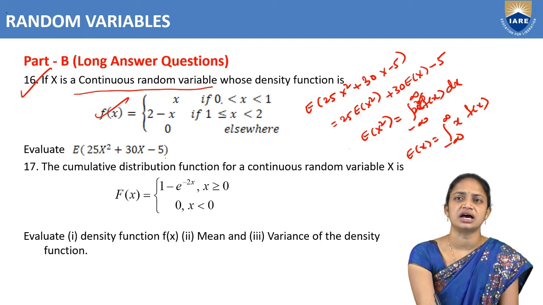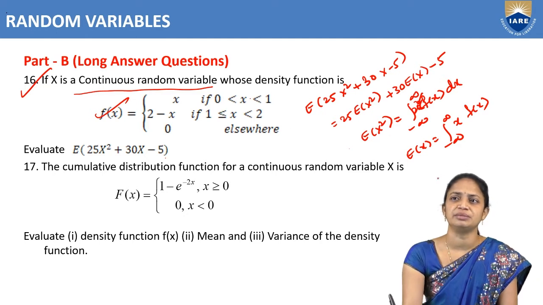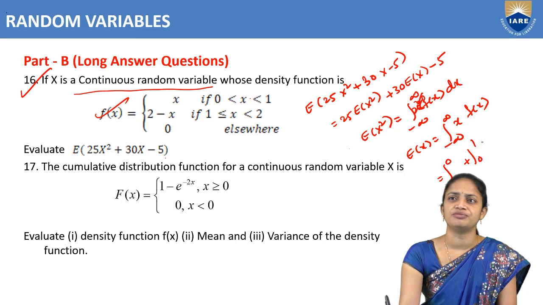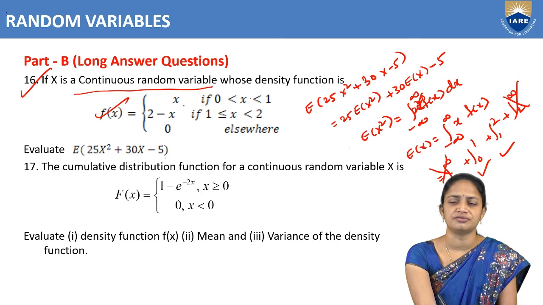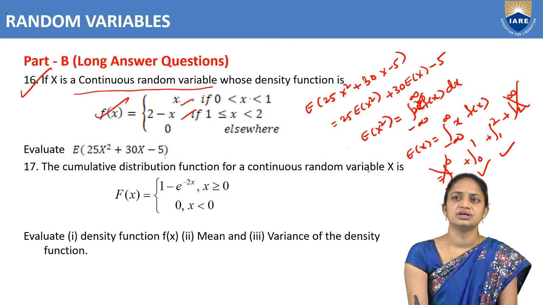But here the limits are 0 to 1. So split the limits into minus infinity to 0, 0 to 1, 1 to 2, and 2 to infinity. In the outer ranges the function is 0, and in the middle ranges the functions are x and 2 minus x. After that, substitute these values over here and we will get the solution.